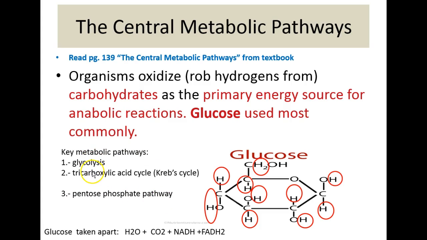During glycolysis and the Krebs cycle, glucose will be taken apart. The carbons will be lost as CO2, but more importantly, the hydrogens will be harvested by reduced hydrogen carriers, molecules like NADH and FADH2, which will carry these hydrogens to the places where they can be utilized to make ATP. In the process, some water will also be created.